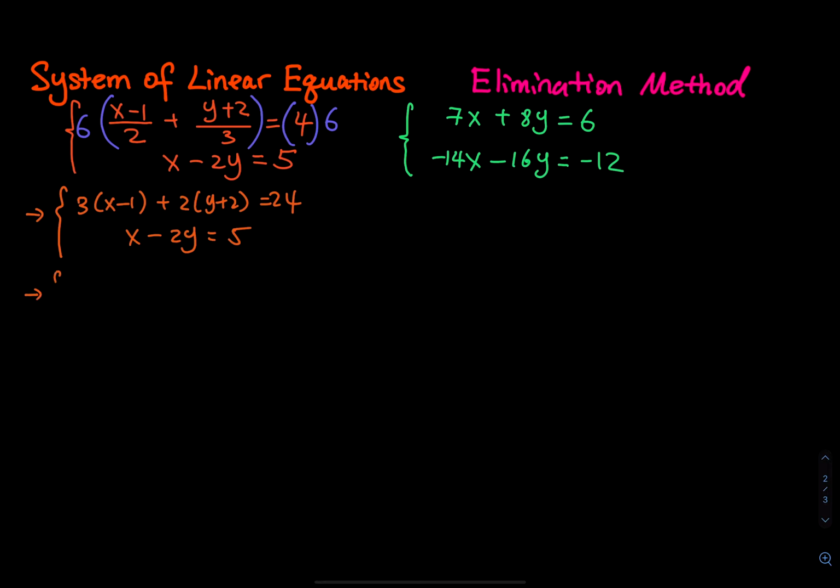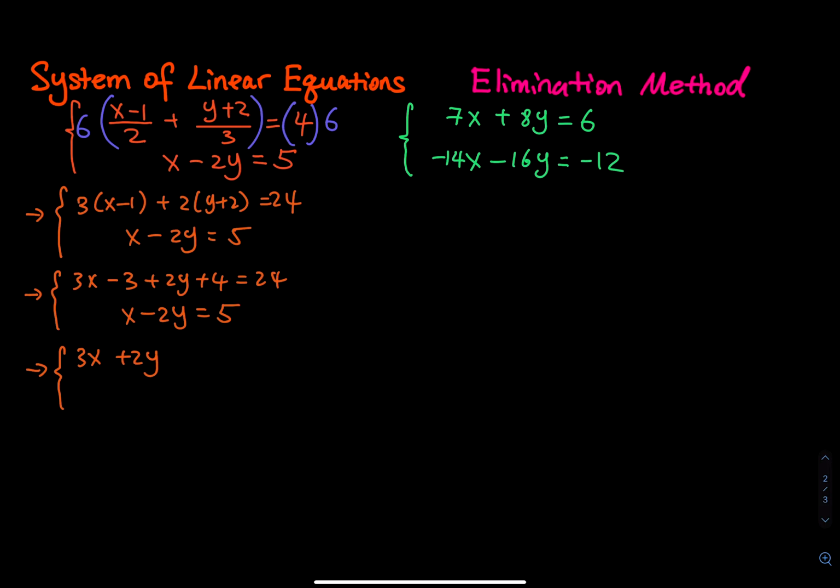Distribution. So the next step, we have 3x minus 3 plus 2y plus 4 equals 24. And then x minus 2y equals 5. For the first equation, we can rewrite that as 3x plus 2y, and then 4 minus 3 is 1, and then 24 minus 1 is 23, so this is 23, and then this is x minus 2y equals 5.